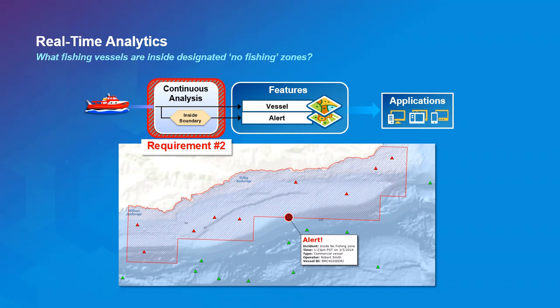So the second requirement of any real-time GIS system is this ability to perform this continuous processing and analysis on that data as you're actually receiving it.